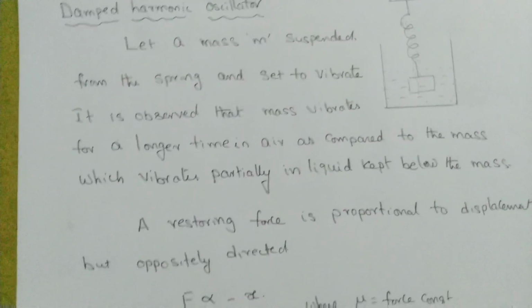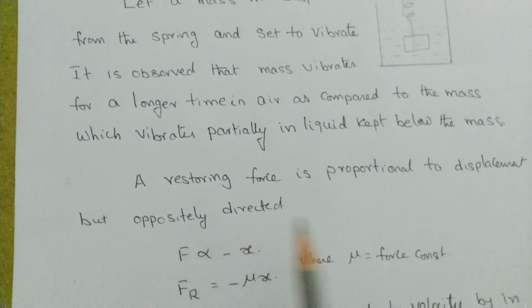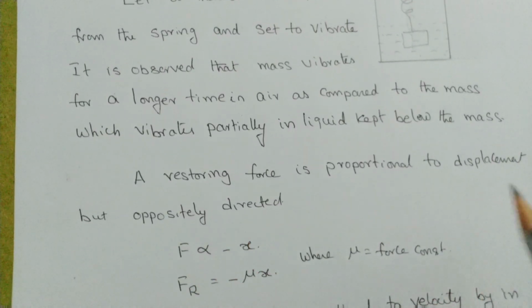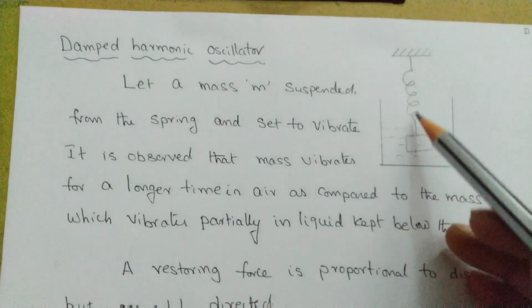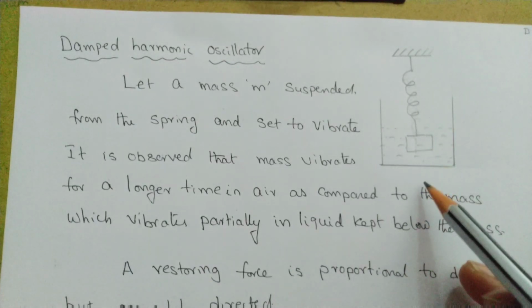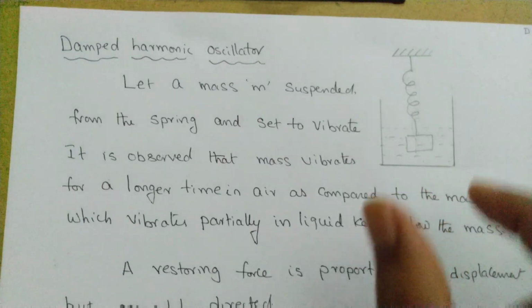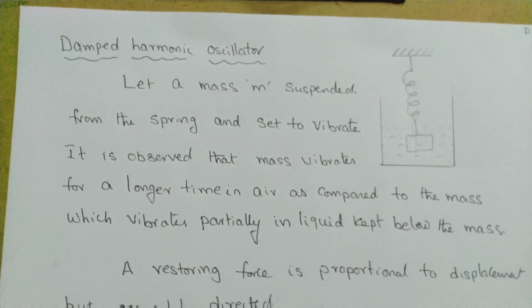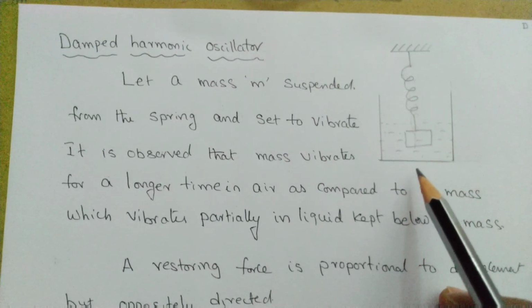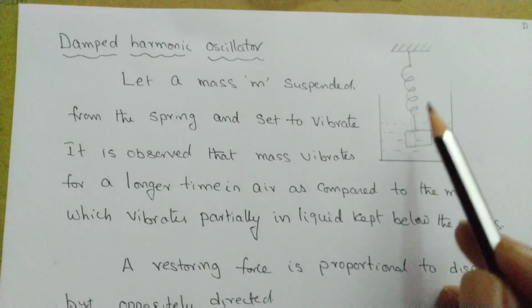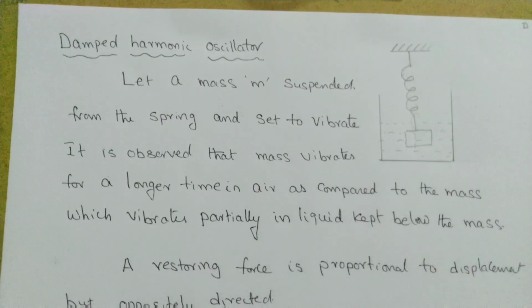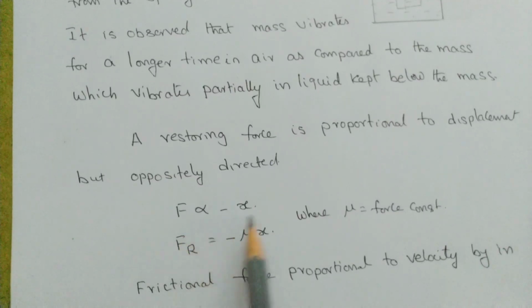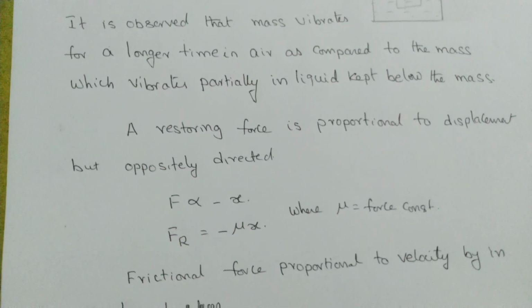Now after stretching of this spring, a restoring force arises that is proportional to the displacement but oppositely directed. Suppose a spring mass system is stretched like this by using a force. Then after releasing this force, this body moves in the upward direction. Actually we stretched in the downward direction, then it moves in the upward direction, which is opposite to the force. Now F is proportional to minus x here. We applied the force in the downward direction, and the displacement x is in the upward direction.